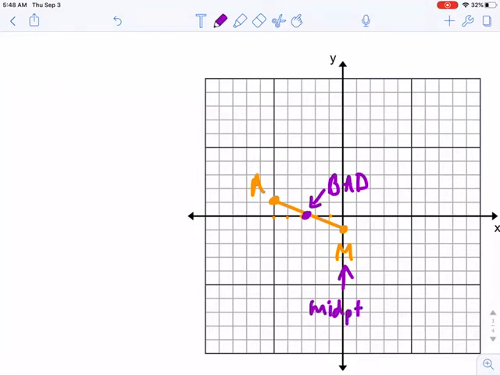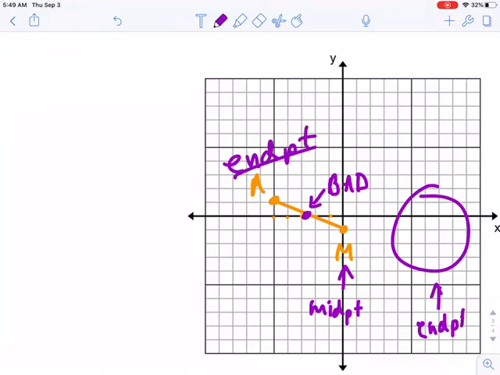Alright, so we have to be very careful. We have to read the directions. That means the other endpoint is going to be somewhere over here. We have to find the other endpoint. We're given an endpoint and a midpoint. We have to find the other endpoint.